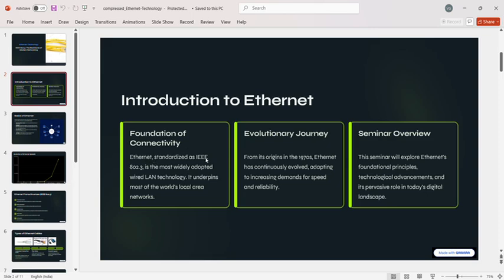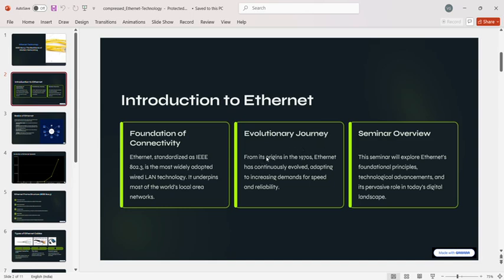Ethernet is standardized as IEEE 802.3. From this version, most Ethernets are upgraded to other versions like IEEE 802.3A, 3B, 3Z, like that. It is the most widely adopted wired LAN technology, that is, the local area network technology. Ethernet is the most efficient way in LAN. It underpins most of the world's local area networks.